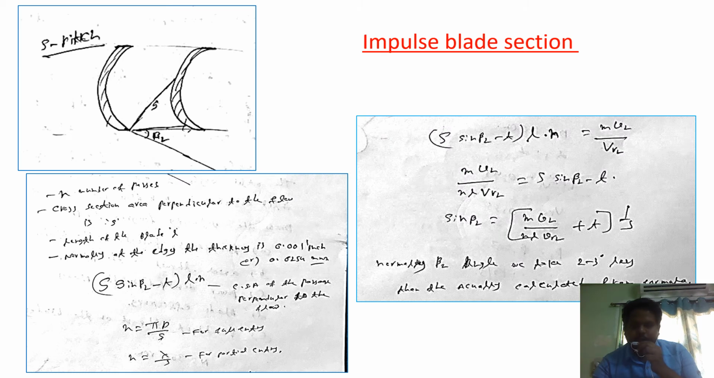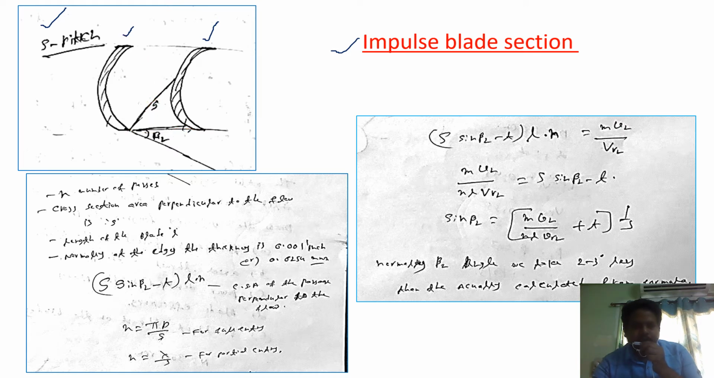Welcome to the class. Today I would like to discuss the last topic in the third unit, which is impulse blade section. As you can see here, let us take two blades, blade 1 and blade 2. The gap or space between the two blades is S. This is the pitch.